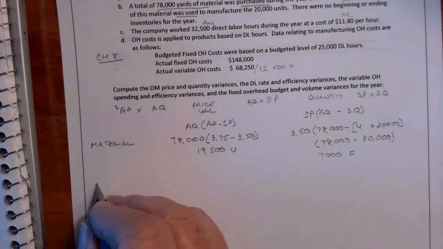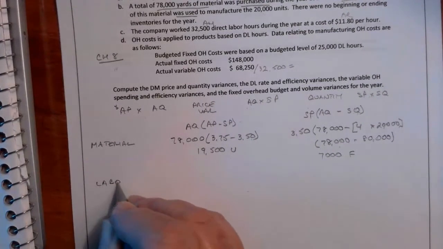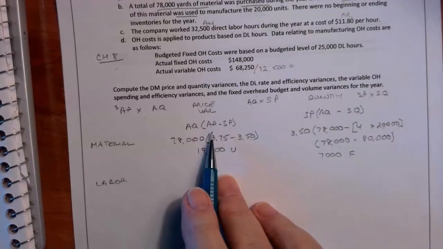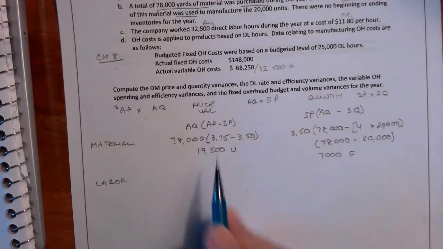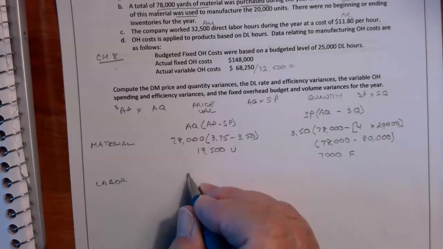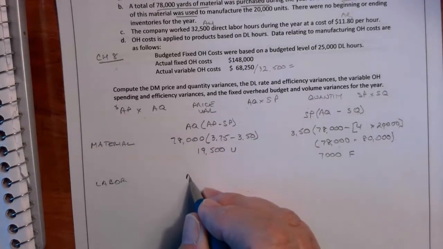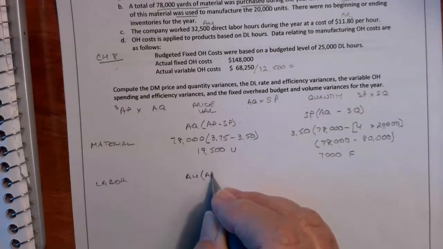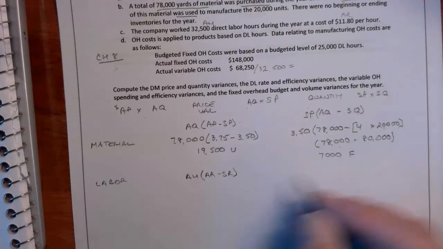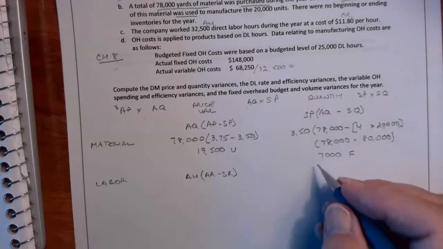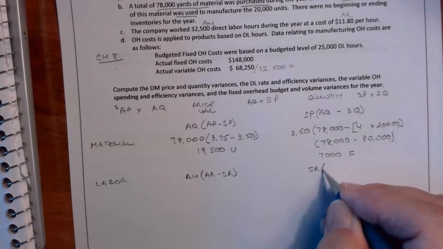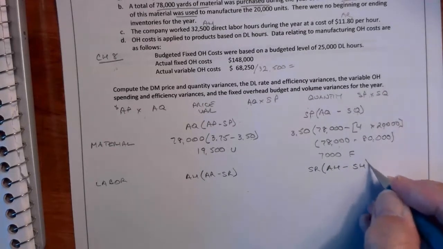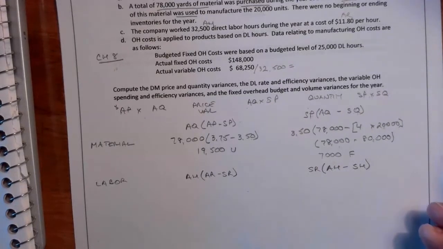Then for labor, you might want to recopy the formula down. You can use this if you can translate it in your head, but sometimes, especially if you get nervous, a good thing to do is say actual quantity would be actual hours times the difference in rate, actual rate minus standard rate. And for quantity variance, it would be standard rate times actual hours minus standard hours. Okay, so now you've sort of transitioned to labor.